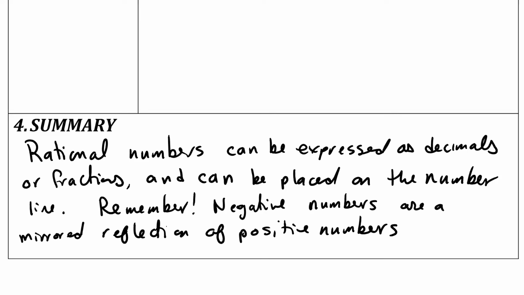Okay, these summaries are the way that you summarize this information by saying negative numbers are a mirrored reflection of positive numbers. That to me tells me that while negative 2 is less than negative 1, I know that positive 1 is less than positive 2. So they're mirrored. It's like a whole mirror is put up here, and negative 2 is smaller than negative 1. But here, positive 2 is bigger than positive 1.